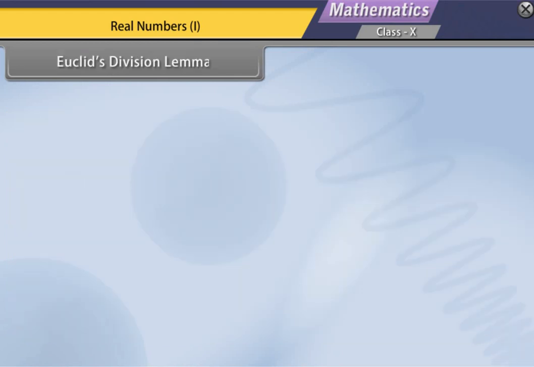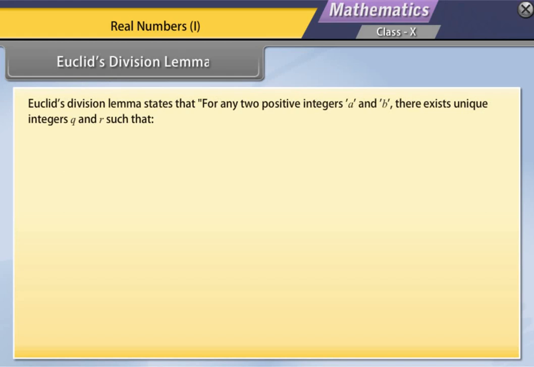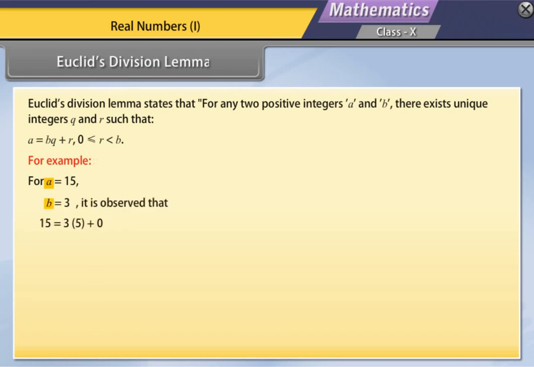Euclid's Division Lemma. Euclid's Division Lemma states that for any two positive integers a and b, there exist unique integers q and r such that a is equal to bq plus r, where 0 is smaller than or equal to r, which is smaller than b. For example, a is equal to 15, b is equal to 3. It is observed that 15 is equal to 3 into 5 plus 0, where q is equal to 5 and r is equal to 0.